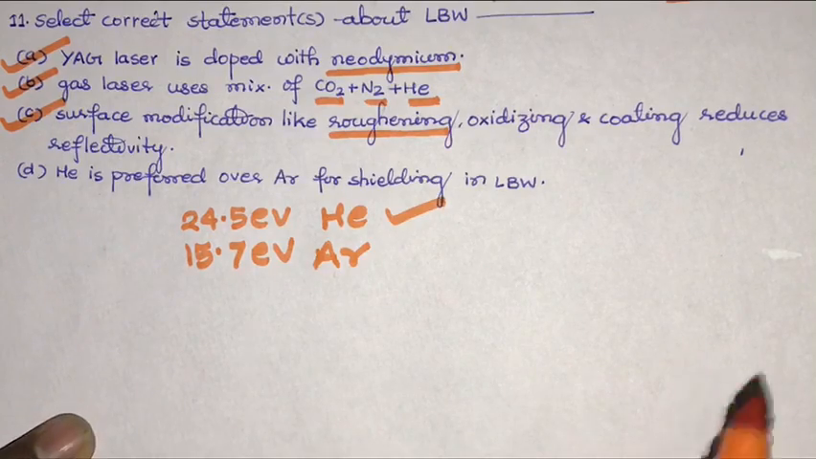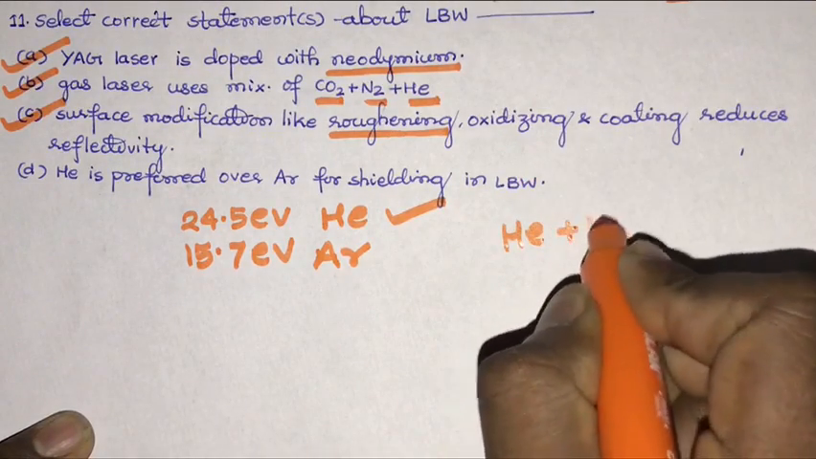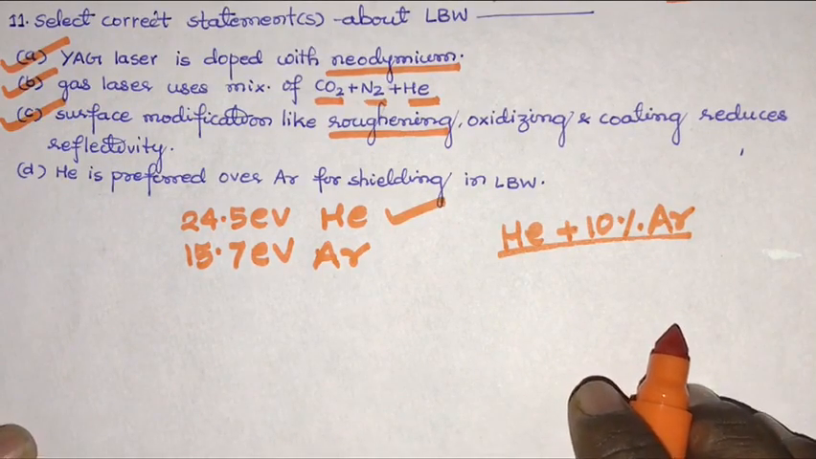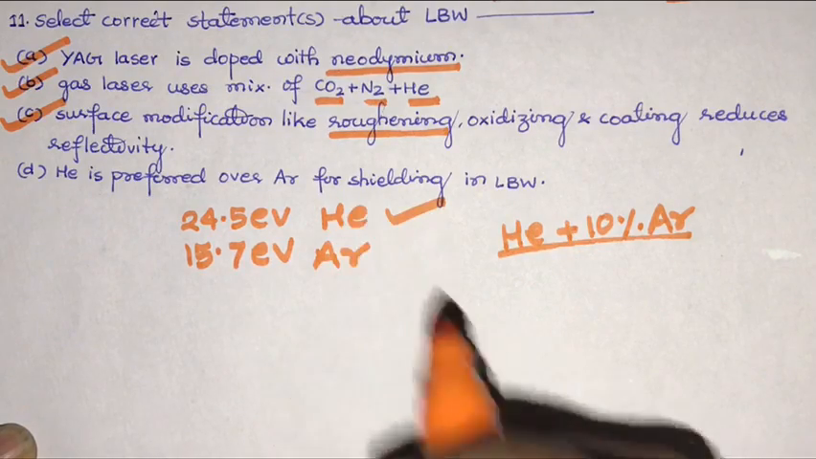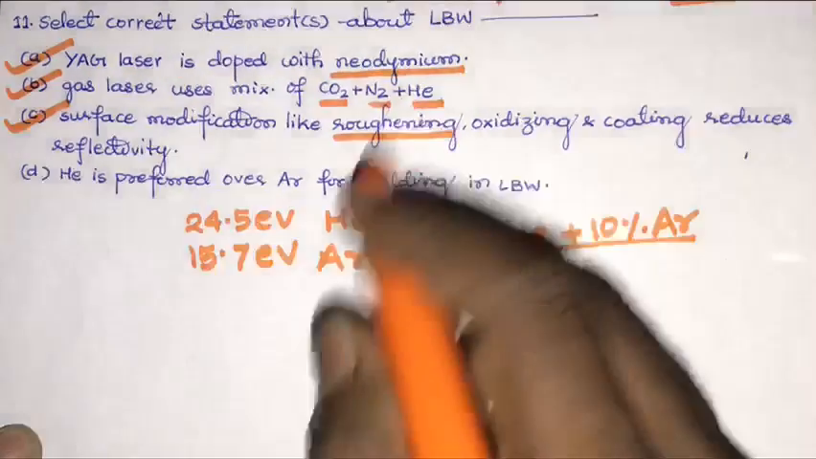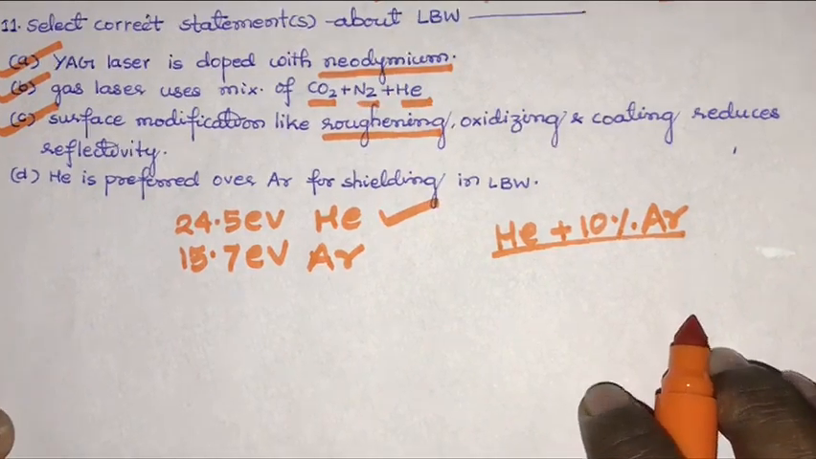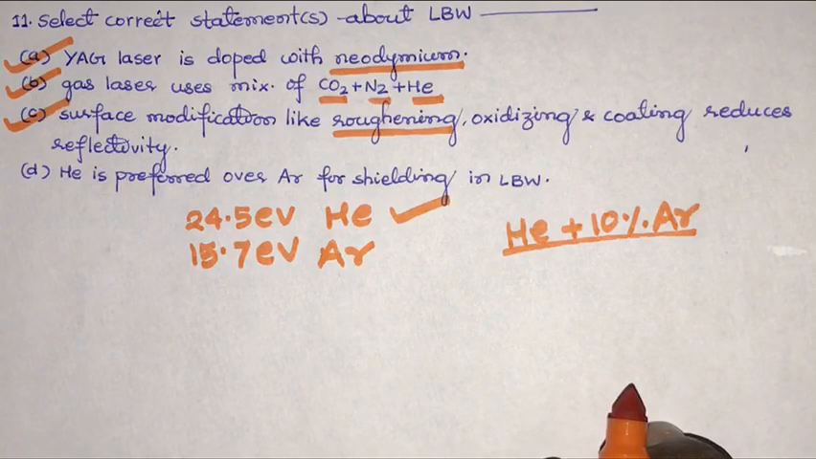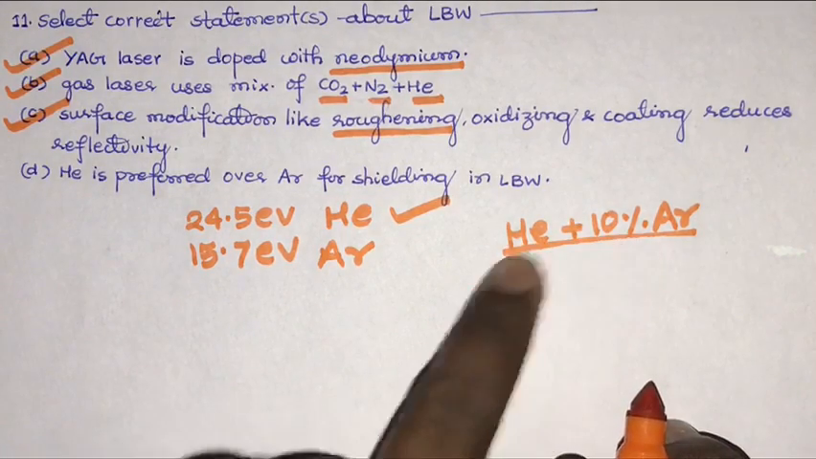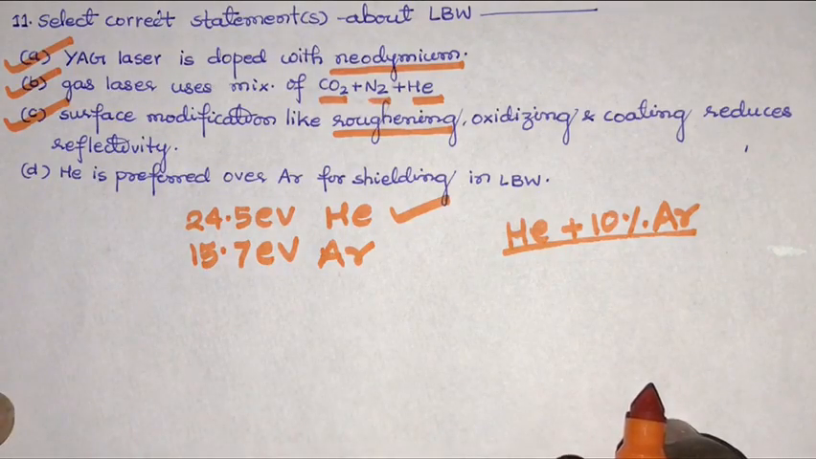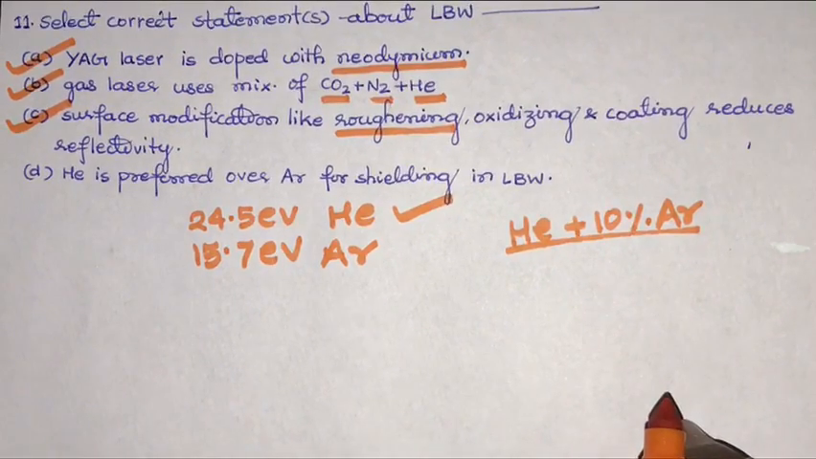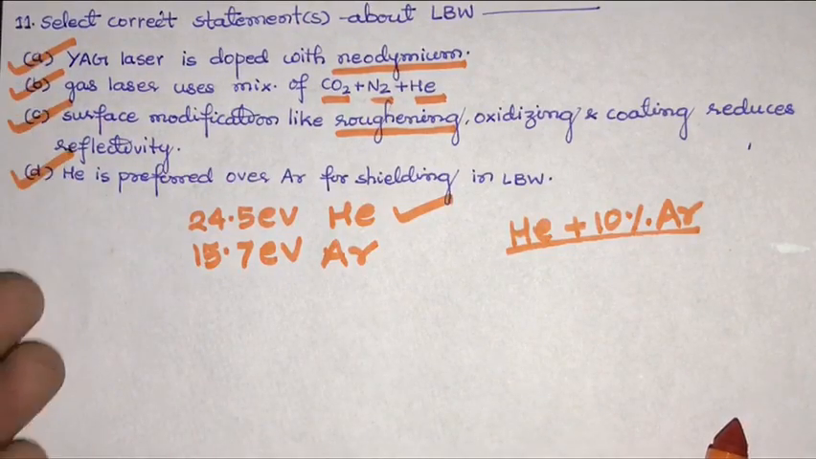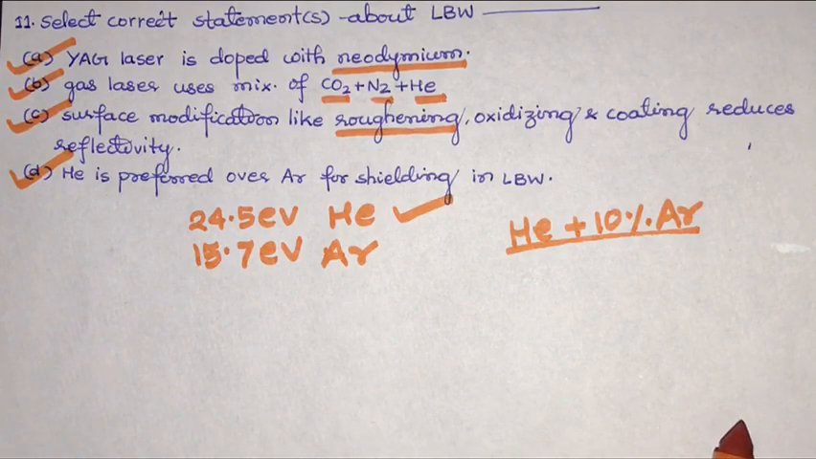In that case we use helium plus 10% argon by volume, because helium's molecular weight is very low, that is, it is a very lightweight gas, which is why it does not shield effectively. So we use a mixture of helium plus 10% argon so that its shielding capability increases. So this is absolutely correct. So all of these statements about laser beam welding are correct.